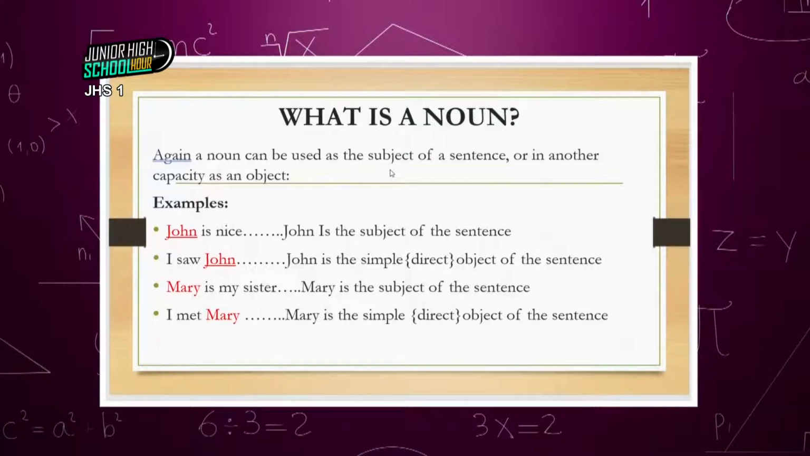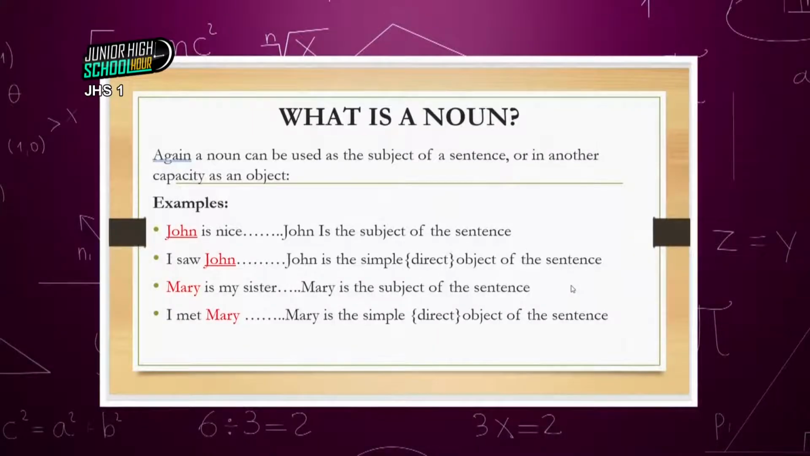The third one, Mary is my sister. Mary here is the subject of the sentence, but is not the subject in I met Mary. Mary is my sister. In that context, Mary is the subject of the sentence. I met Mary. Mary is simply, in a direct way, the object of the sentence. I hope you are getting it.